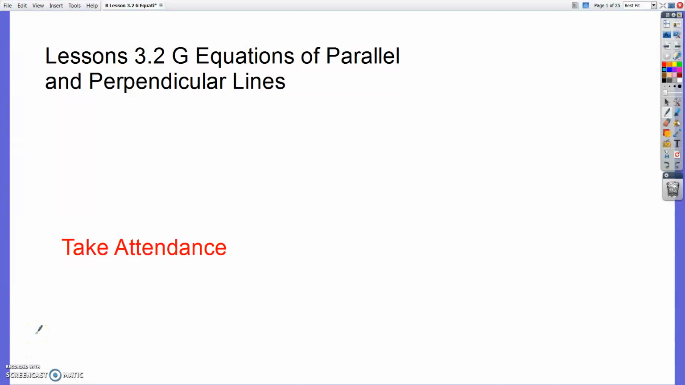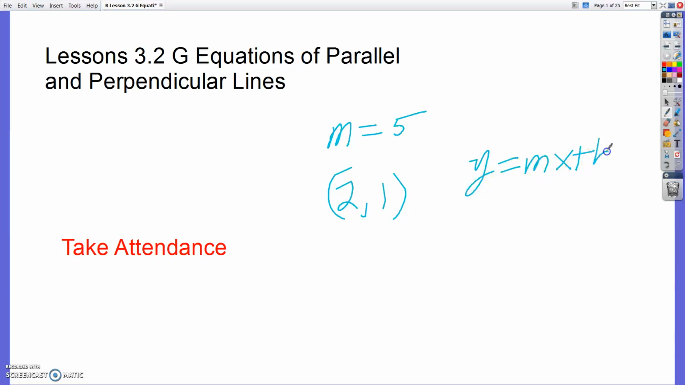Alright guys, we're going to be doing 3.2G now, equations of parallel and perpendicular lines. This is very similar to 3.2A and C. If you guys remember that, we were given the equations like m equals 5 and it contains the point of 2, 1. And we had to plug this information into y equals mx plus b. So that would look like, 1 would go in for y, so that'd be 1 equals 2 times 5 plus b, and you would solve for b and get an equation of a line.